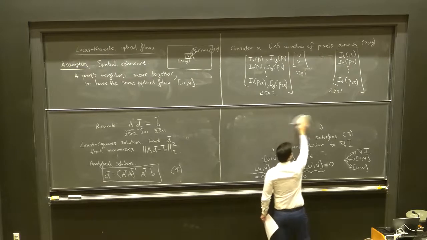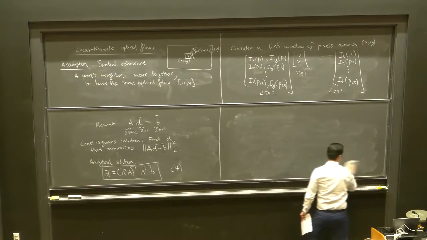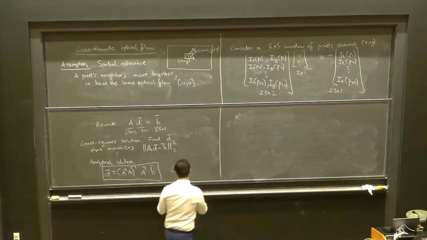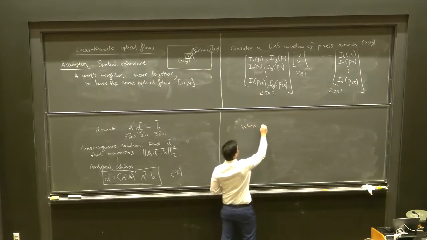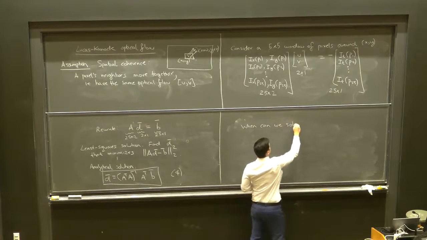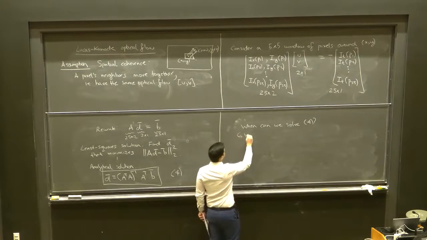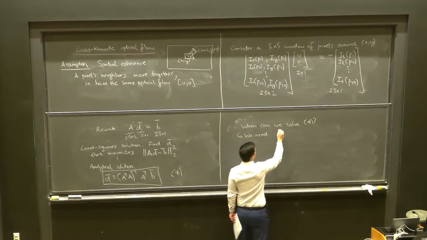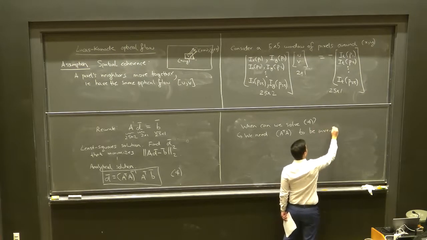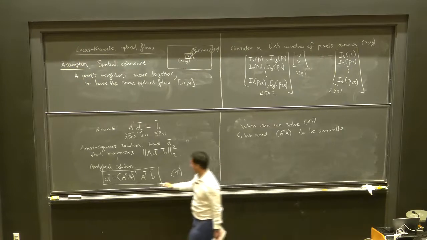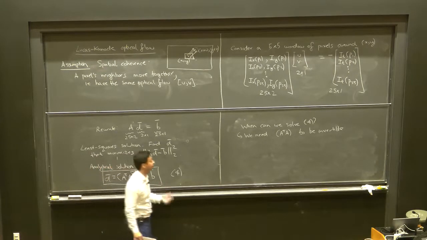Okay, let's think about where the solution exists and where it doesn't exist. The question is, when can we solve this equation and get the least squares solution? We need the matrix A transpose A to be invertible, to calculate this inverse over here. We need A transpose A to have an inverse.